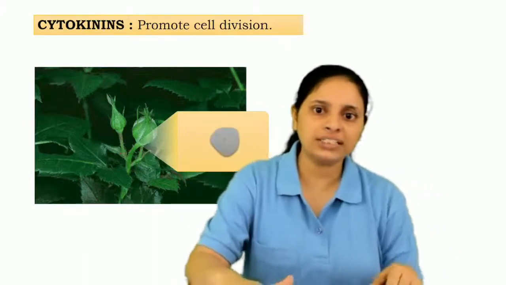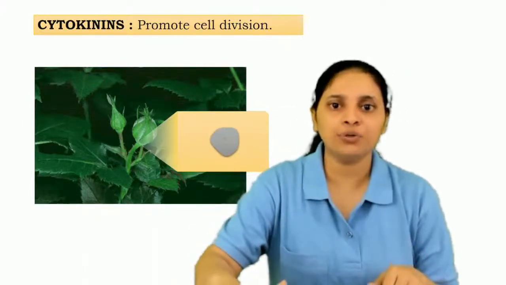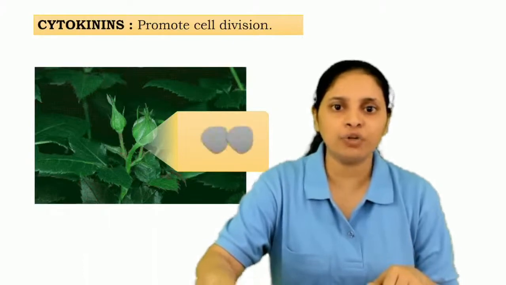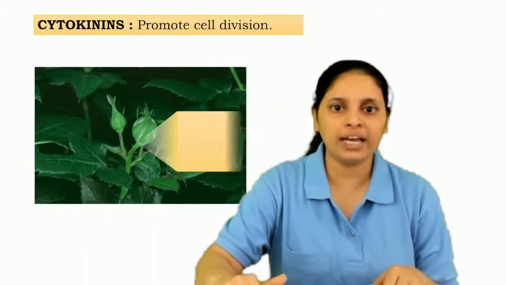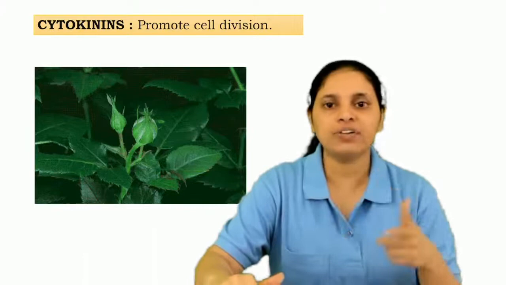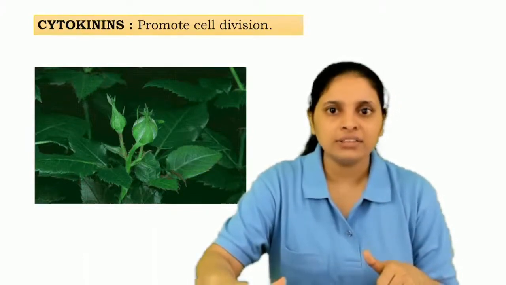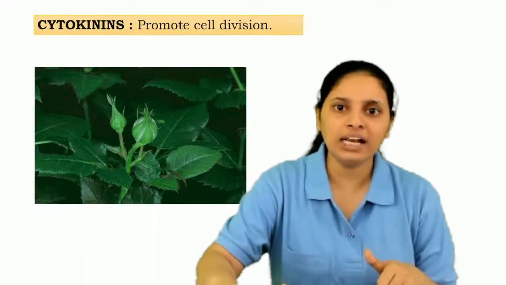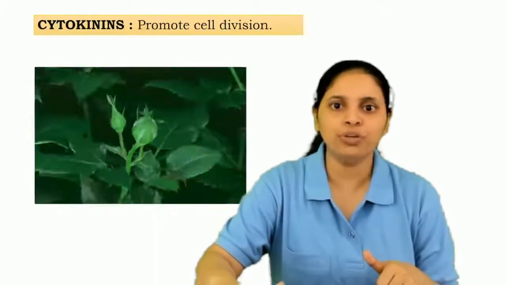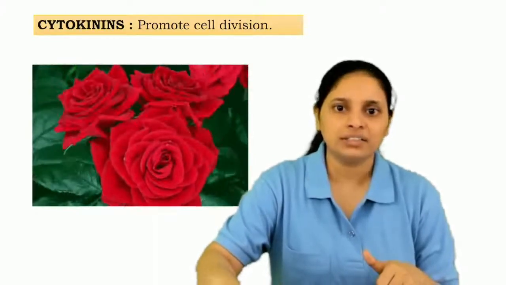If you have a single cell in one particular part, due to rapid cell division, you will have 2, then 4, then 8 and so on. The cells will keep on dividing. So what is the function of cytokinin? It promotes cell division. Due to growth, we can see the flowers grow, they bloom, the plant grows. New cells are added in the plant body.